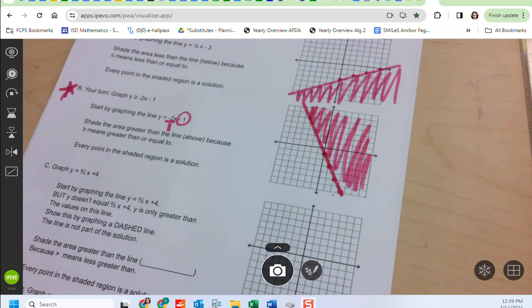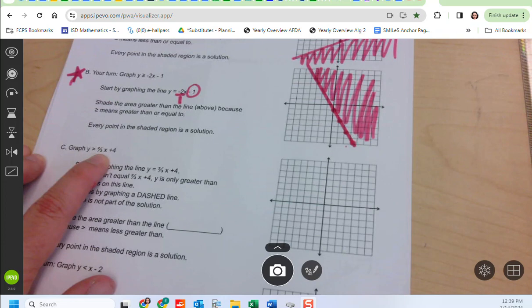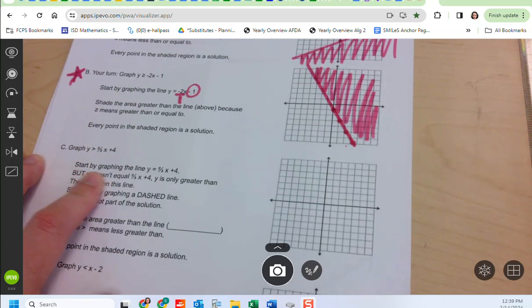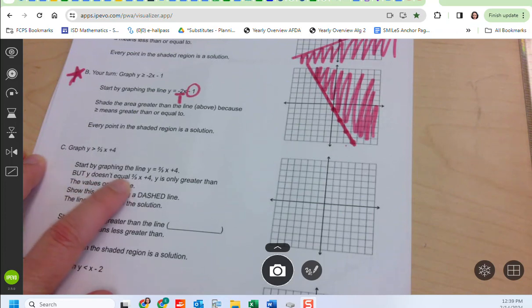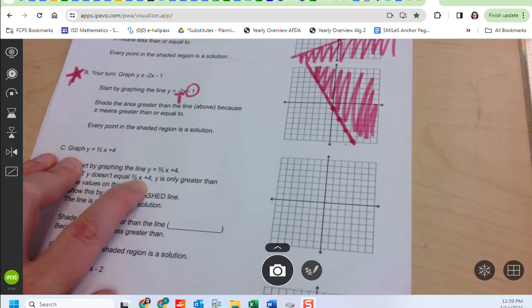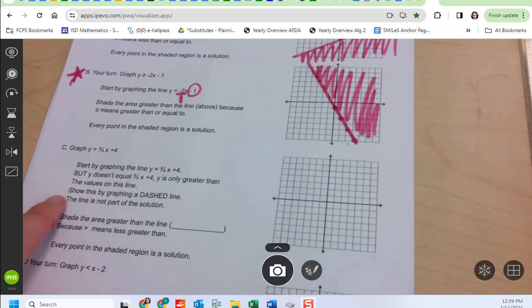I'm going to wait because I can see some people fixing their graph, which is good. Thank you for keeping up and for making corrections as you go. Okay. This time we're graphing y is greater than 2/3 x plus 4. It says start by graphing the line, but the y doesn't equal 2/3 x plus 4 because there's no equal sign on it. Do you see how it's different? It just has a greater sign on it.